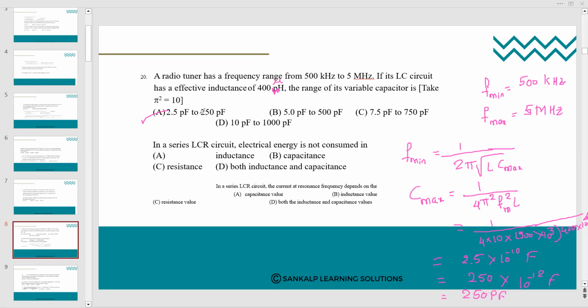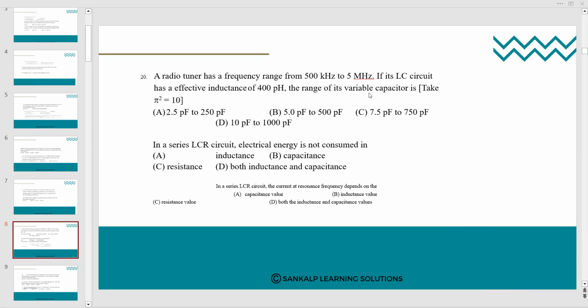If by chance some other option is the same, then in the same way we have to calculate the C minimum also. So what did we do here? We found C maximum, so C minimum also has to be found. Same formula, the only difference is that you have to take the value of f as 5 megahertz. In the first simplification we took 500, in the second simplification we have to take 5 megahertz. If you simplify there, you are going to get 2.5 picofarad. So here option A is the correct answer. Go for the next question.